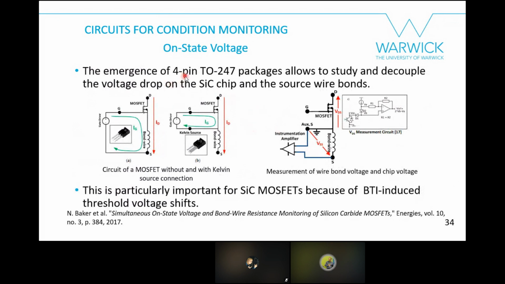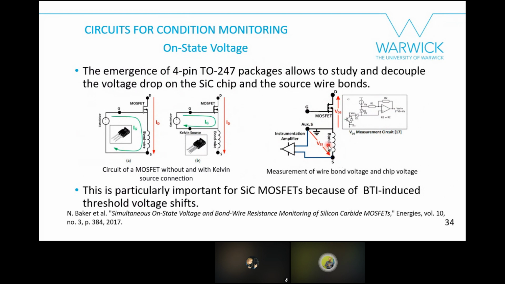And this can be done because of the emergence of 4-pin TO247 packages, which are also already available in power modules. If you have this Kelvin source available, this is quite important because you can monitor the voltage drop between the Kelvin source and the drain, which is just the voltage on the chip, and you can also monitor the voltage across the Kelvin source and the source, which is the voltage across the source wire bonds, and you can identify both voltages. You can just use this circuit to monitor the on-state voltage and an amplifier to monitor the voltage across the wire bonds, so you can track what is degrading.